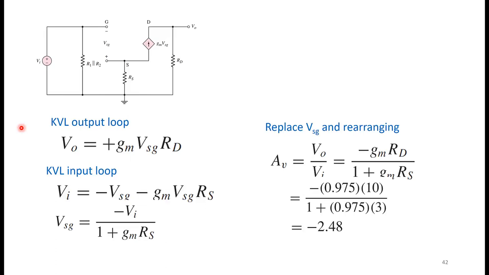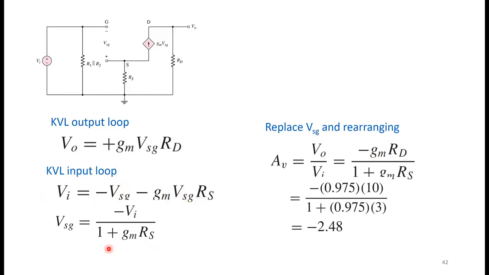Vout is between drain and ground, which is going to be gm VSG. This is the current that goes through here. Because the current now enters Vout through the positive terminal, there's no negative here. So Vout equals gm VSG times RD. At the KVL of the input loop, I get Vin equals minus VSG. Why is it minus? Because doing KVL here, it will be minus Vin minus VSG plus negative of gm VSG times RS.